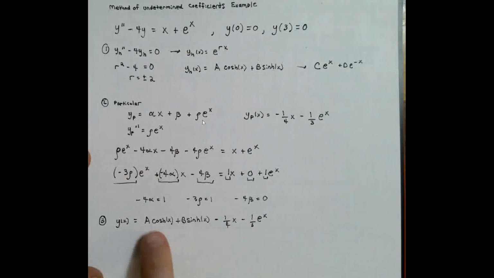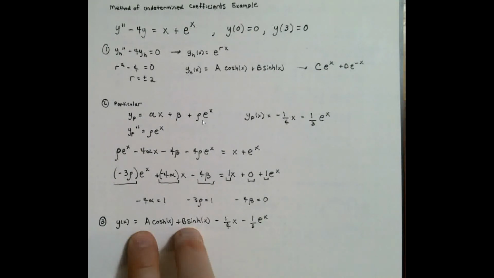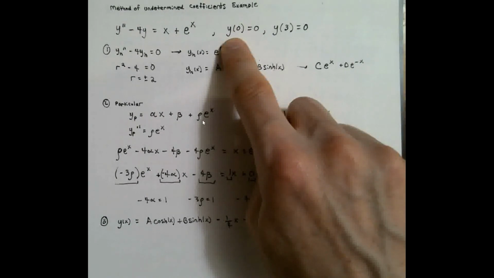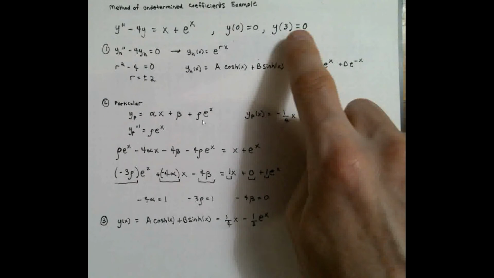Now to specify these two conditions, a and b, these two constants, you can call them constants of integration because that's exactly what they are. These a and b are satisfied by making sure that your function y is equal to 0 when x is 0, and when your function y is equal to 0 when x is equal to 3.